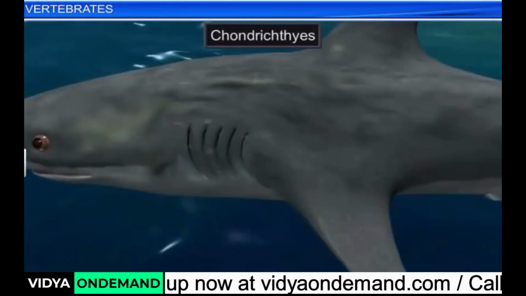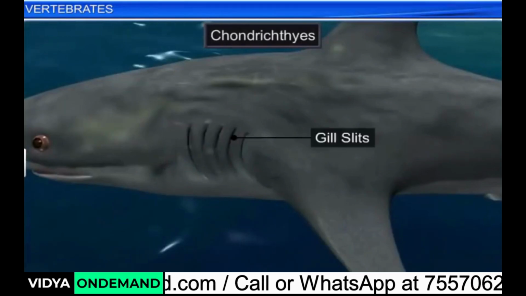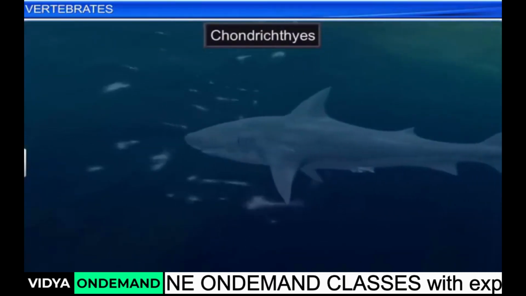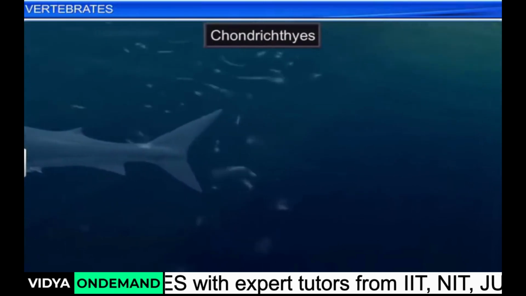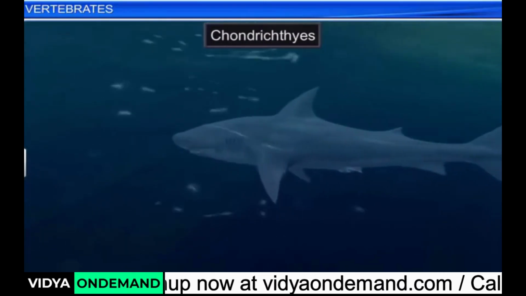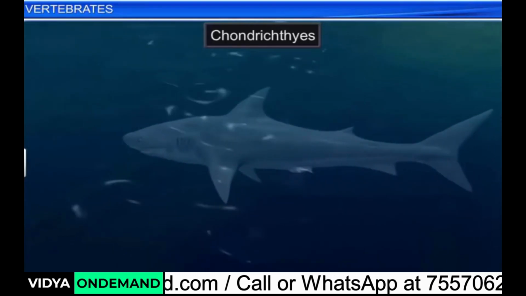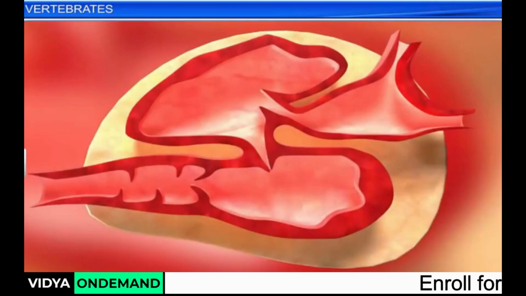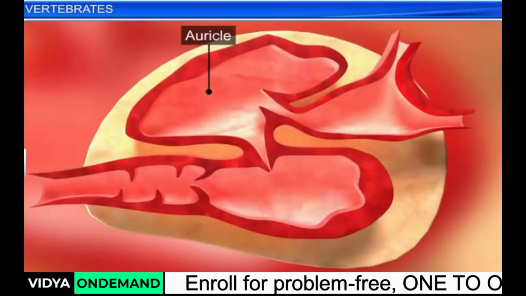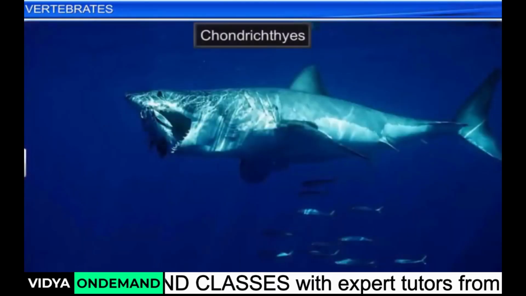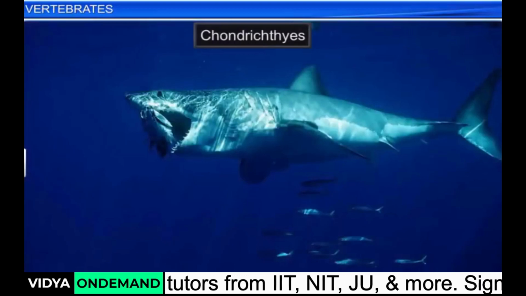Unlike other fish, their gill slits are separate and the operculum is absent. Moreover, the absence of the air bladder forces them to swim constantly to remain buoyant. These fish are cold-blooded or poikilotherm and have a two-chambered heart with one auricle and one ventricle. They also have powerful jaws that make them good predators.